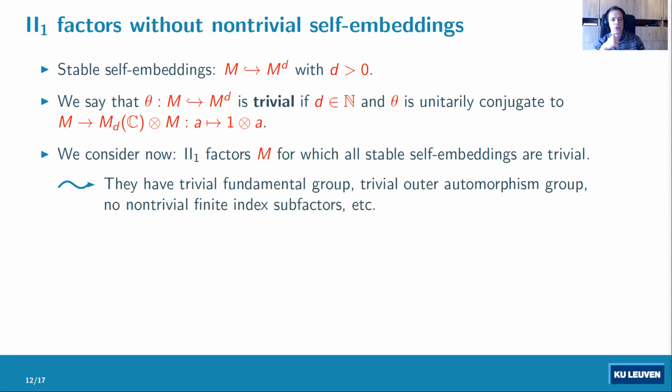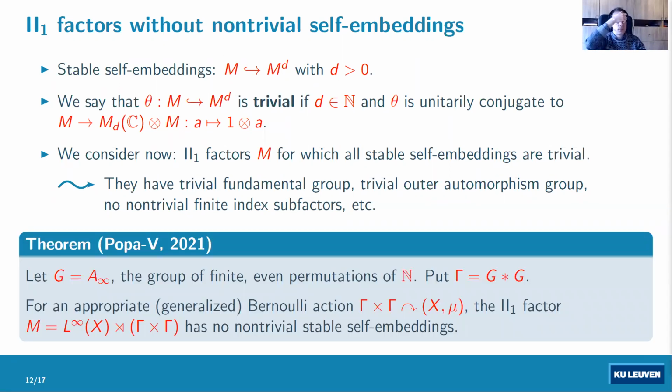And these are extremely remarkable rigid objects, because they must have trivial fundamental group. Every automorphism must be inner. They cannot have non-trivial finite index subfactors. So these are very rigid objects. And it was, of course, open whether this could happen. There was an unpublished result indicating that this should be possible. But now we have very explicit examples. So if you want to deal with cross products, you have to work with groups that have no finite dimensional unitary representations. So here is a canonical construction. You take the group of finite even permutations of N, so that's a locally finite group.